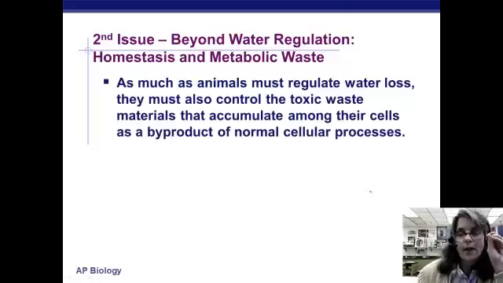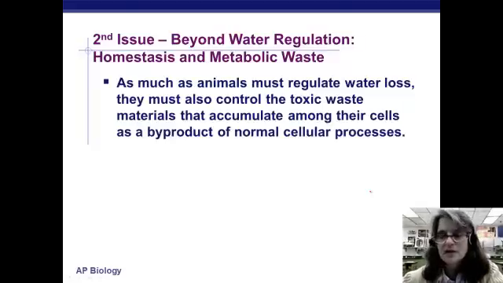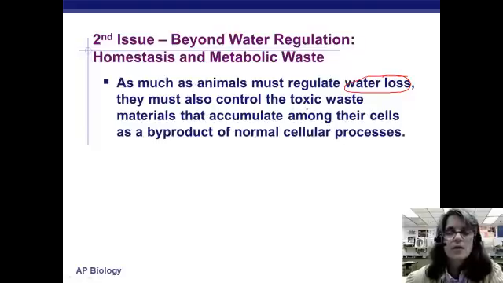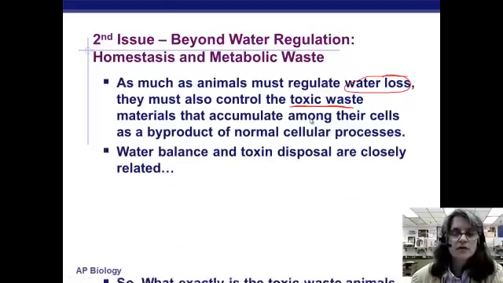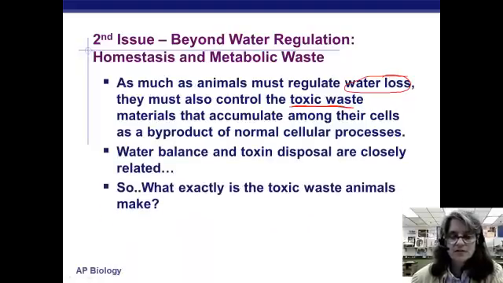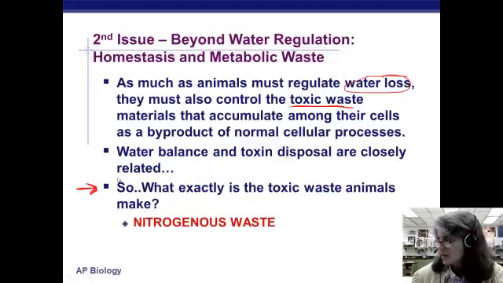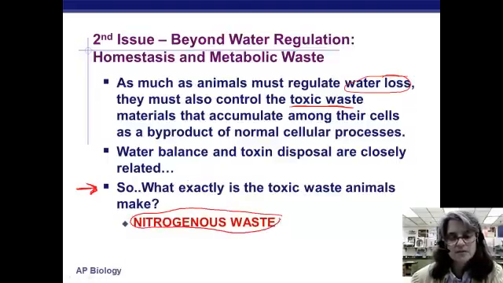And as much as animals must make sure they don't lose too much water, again, a little repetitive, we also must not allow toxic waste to build up in our cells. Okay, so we are going to relate these two processes. Now, before we talk about how they will be related, I want to talk about what this toxic waste is that's building up in your cells. Okay, it is called nitrogenous waste, and it builds up in the cells of virtually all living things, certainly all mammals.